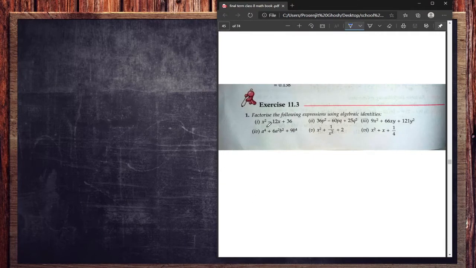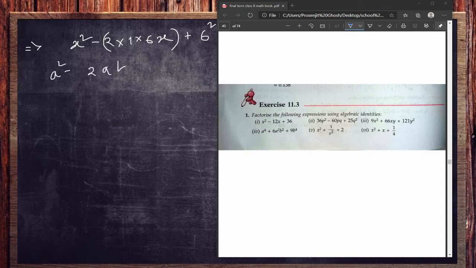Now moving to our exercise. For the first one, x squared minus 12x plus 36. Alright, we know the middle term method. We can do it very easily over here: x squared minus 2 into 1 into x into 6, that you got as 12x, plus 36, which is nothing but the perfect square of 6. So I am writing it in the form of a square minus 2ab plus b square.